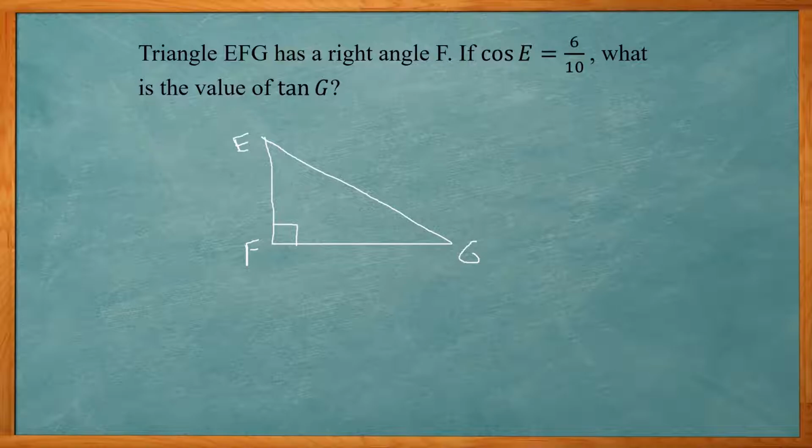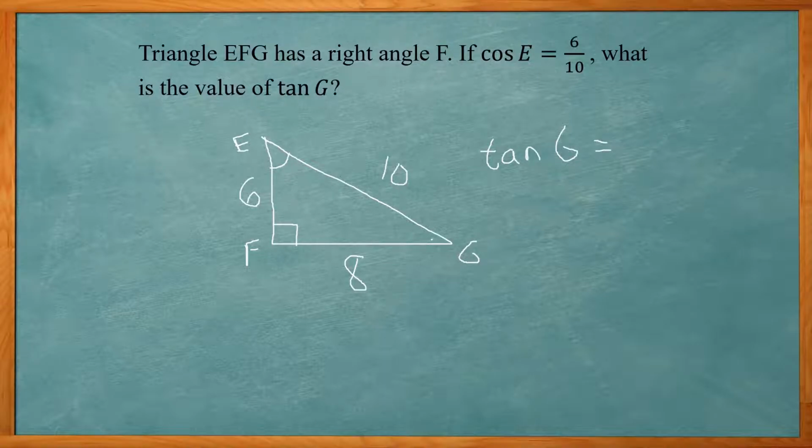Now it says cosine of E. So remember, cosine is adjacent over hypotenuse. So that's saying this is 6, and this is 10. And this is one of our common ratios, 6, 8, 10. So this has to be 8. So tangent of G is going to be 6 over 8, which reduces down to 3 over 4 if I divide both by 2.